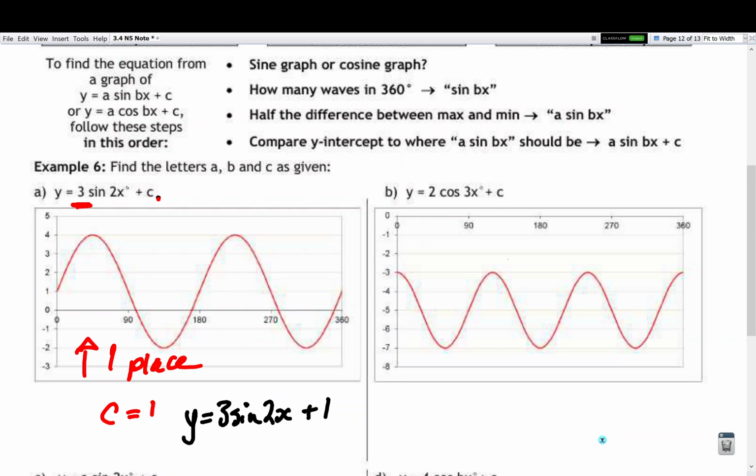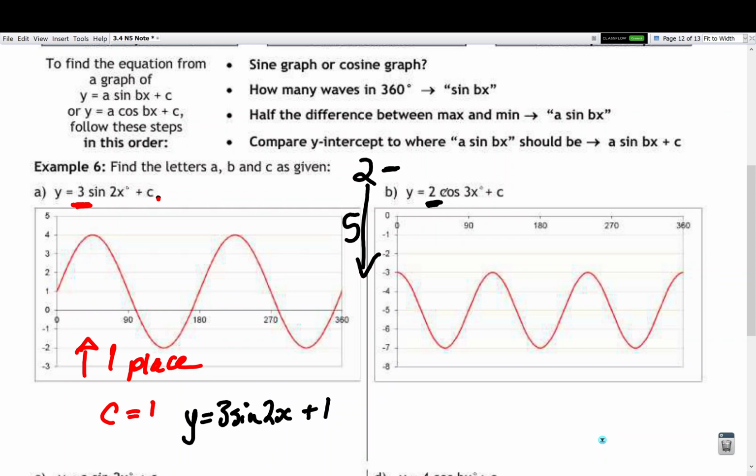Now, what I like to think of is, where would this cosine usually start? Well, if it's 2 cosine x, it would usually start at its maximum of 2, which would be up here somewhere. It's not starting at 2 though, it's starting at -3, which is a distance of 5. So that must mean that the whole graph has been shifted down by 5 places. Therefore, the value of c must be -5.